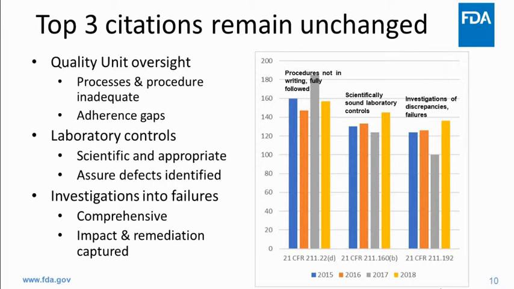And the third area that has cropped up and remains in the top 10 consistently is investigation of discrepancies and failures. So as a site operates, there tend to be aberrant events. And the goal is to understand them, understand the root cause, and institute corrections. However, there tend to be gaps that point to a non-comprehensive address of investigations, and the fact that the impact and the remediation activities are not adequately being captured.